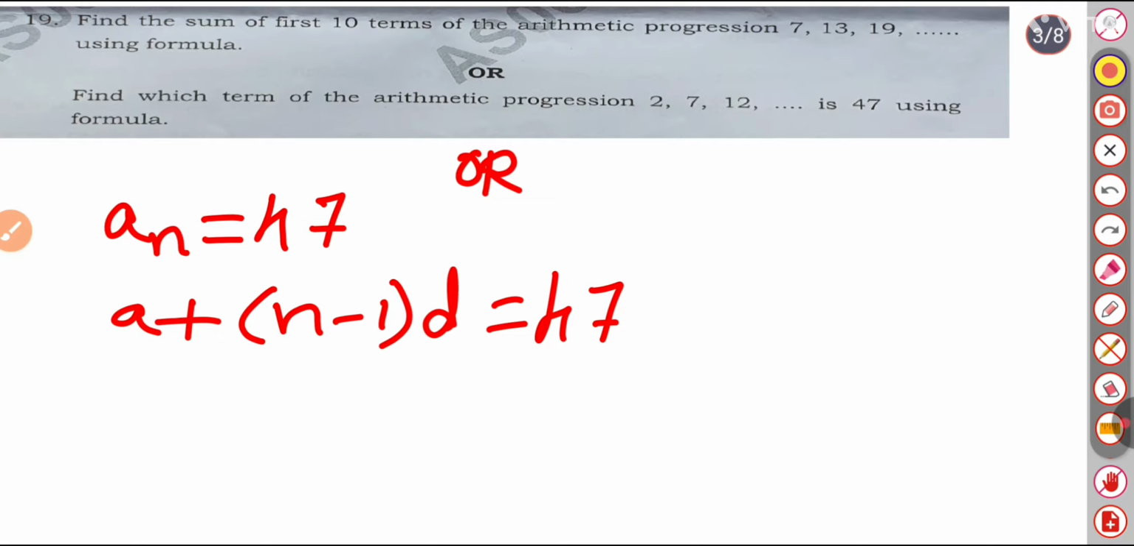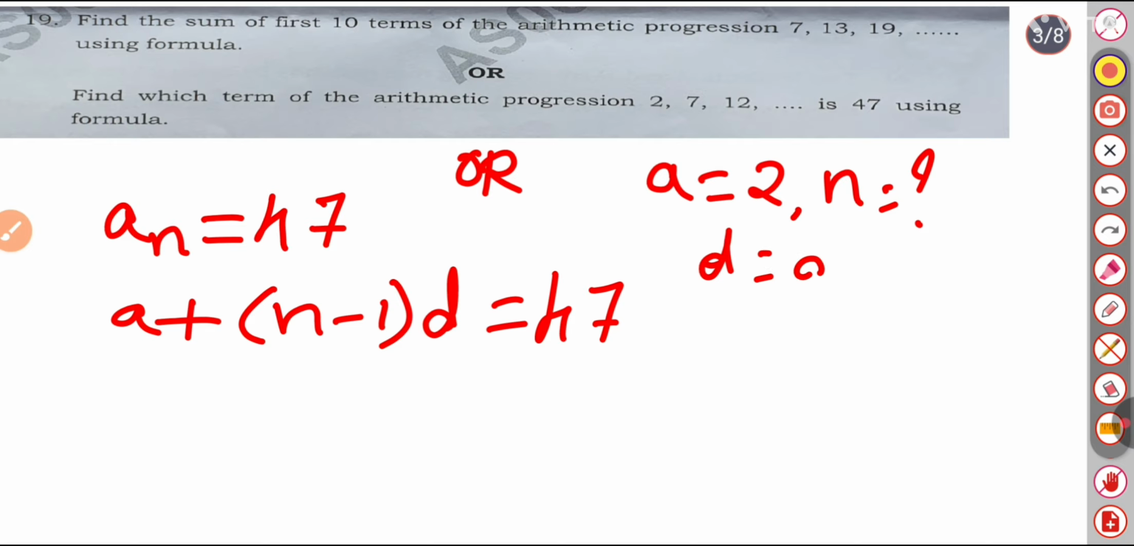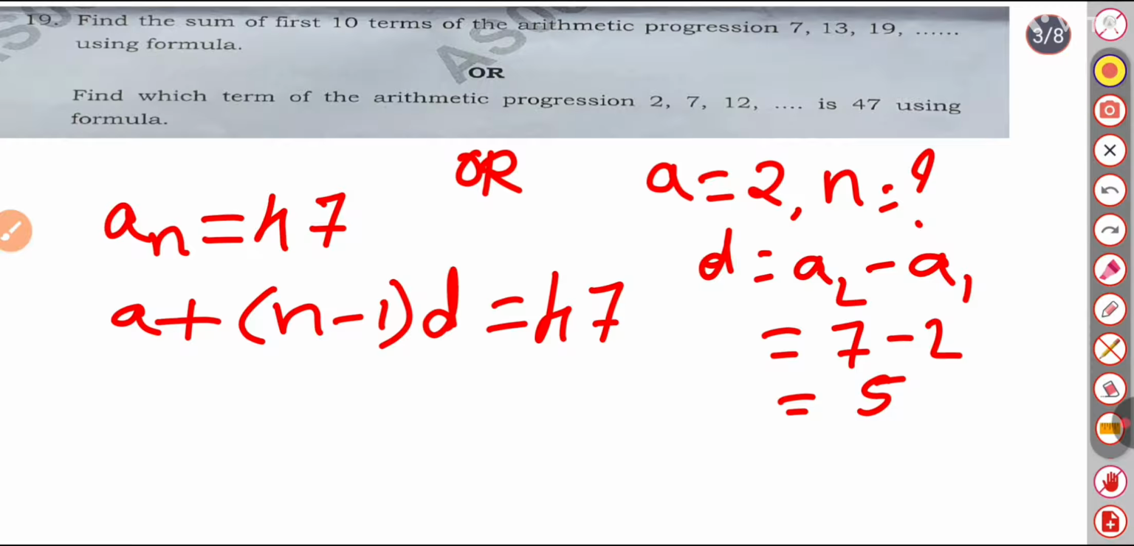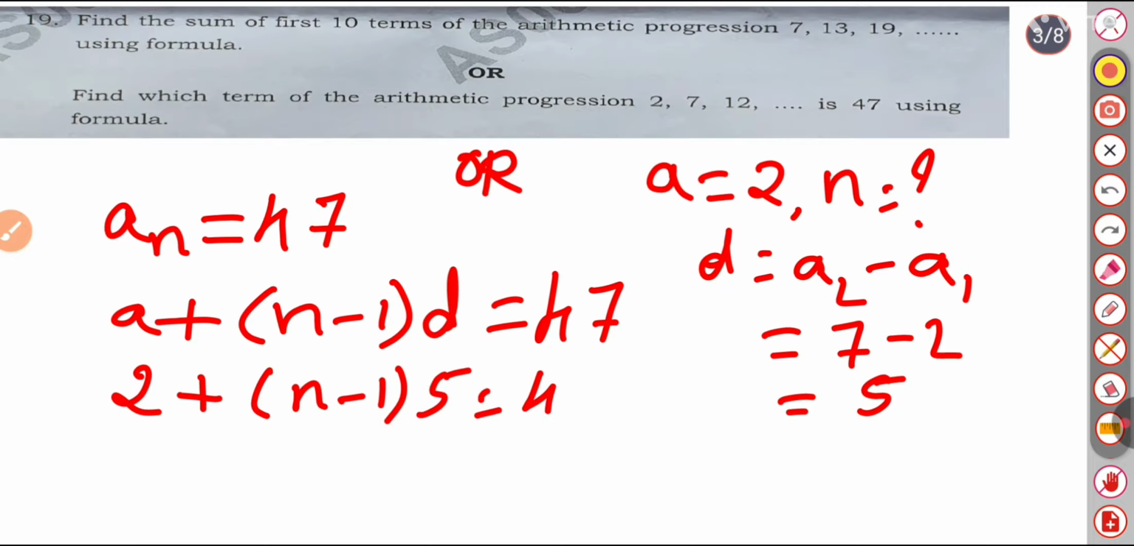In this, we'll find what is a: a is equals to 2, and n we have to find out, and d is equals to a2 minus a1, that is a2 is what? 7. 7 minus 2 is equals to 5. We got d also. Now we'll use in the formula, that is a is 2 plus n, we have to find out, n minus 1 will keep as it is, and d is what? d is 5 is equals to 47.